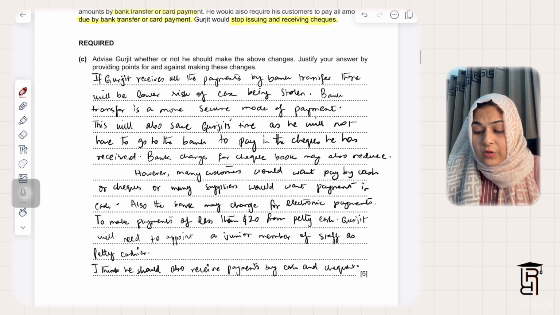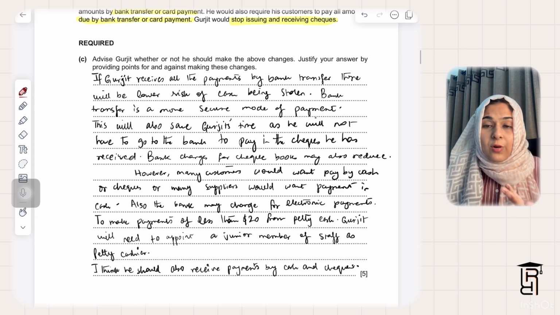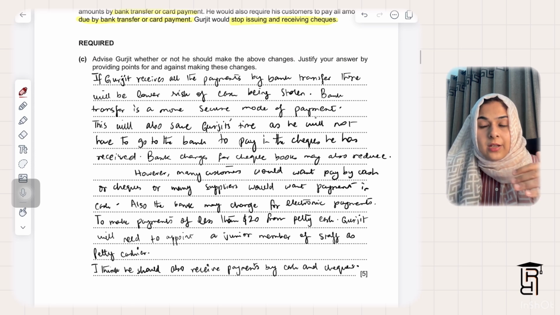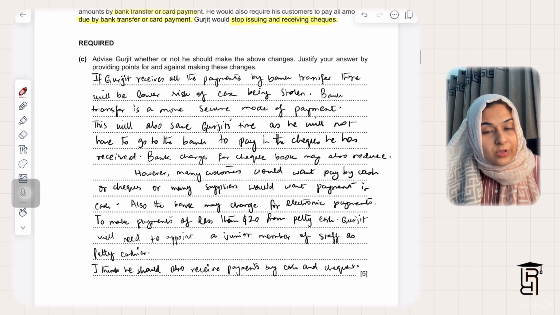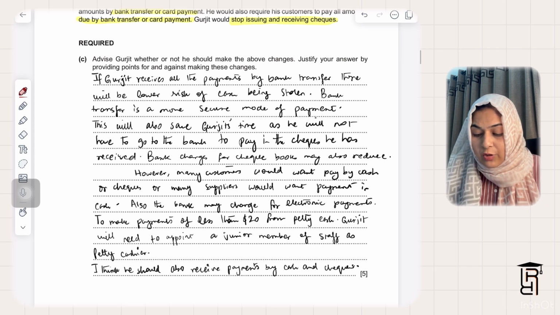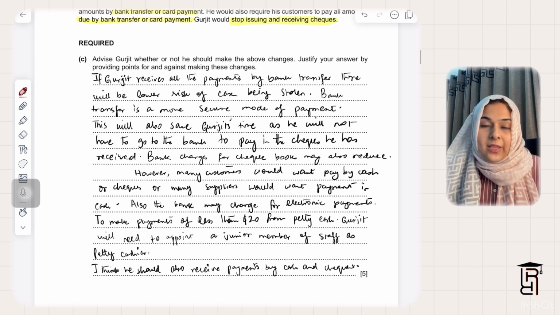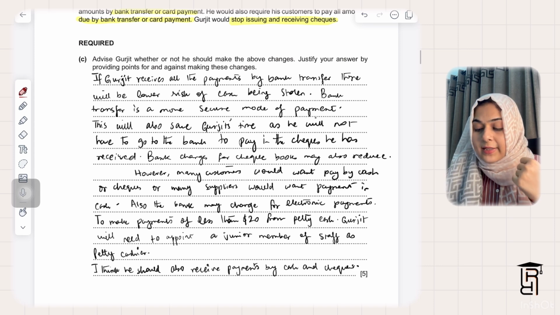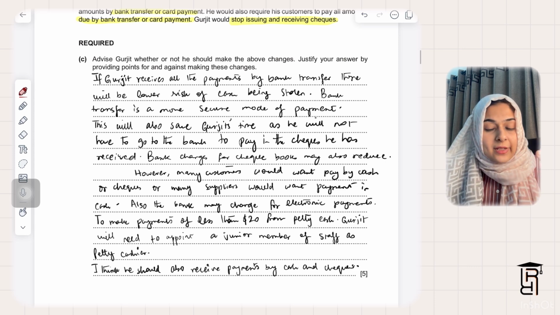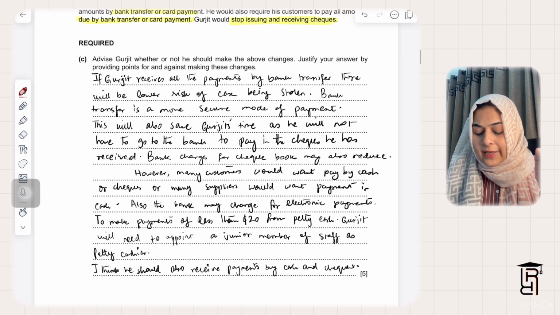If Gurjeet receives all payments by bank transfers, there will be lower risk of cash being stolen, obviously, because there will be no cash on his business premises or office premises. Bank transfer is a more secure mode of payment. This will also save Gurjeet's time, as he will not have to go to the bank to pay in the checks. So he's not receiving any checks. He's just getting the payment automatically in his bank account. So he does not have to go to the bank to pay in the checks that he has received.